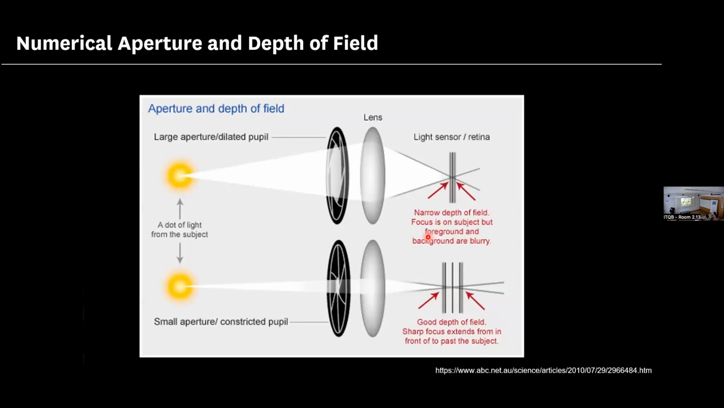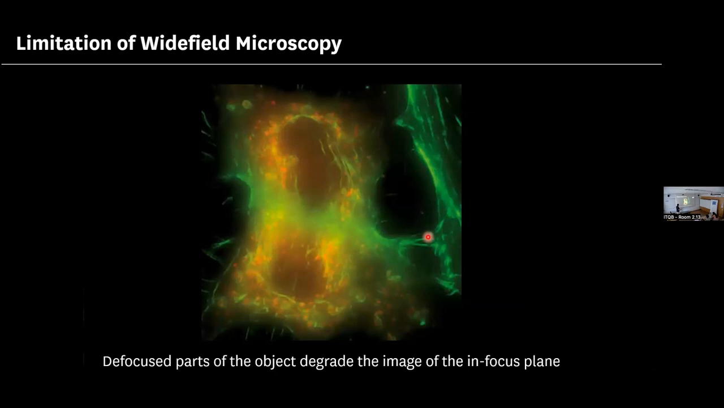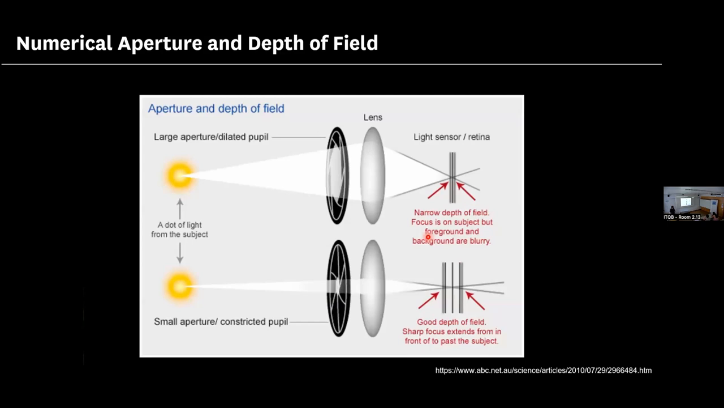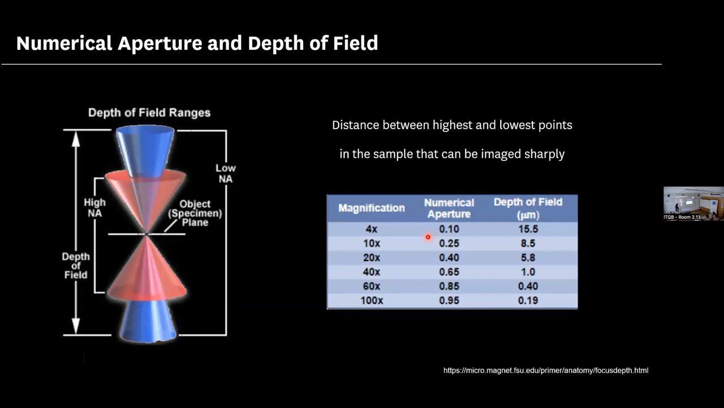So the problem when you use a high numerical aperture objective, with a very high NA, when you want to go for the highest resolution, is that you have a very narrow depth of field. You see things that are in focus, but anything above and below the plane of focus will appear blurred. If you use a very high NA objective for high resolution, the distance between the highest and lowest points in the sample that will be in sharp focus is smaller than when using a low NA. So if you're using a 60x magnification, your depth of field, this is what we call the distance in the optical axis where you are able to produce a sharp focus, is around 400 nanometers.